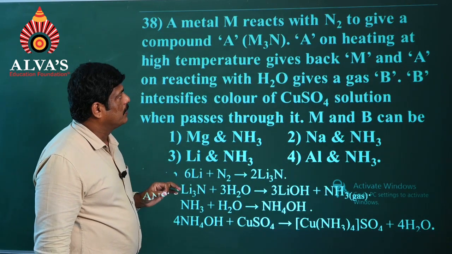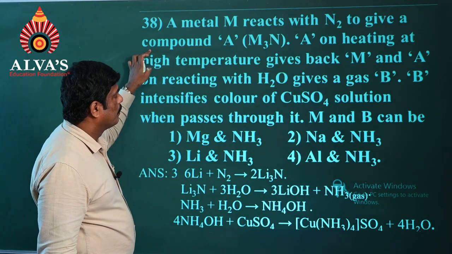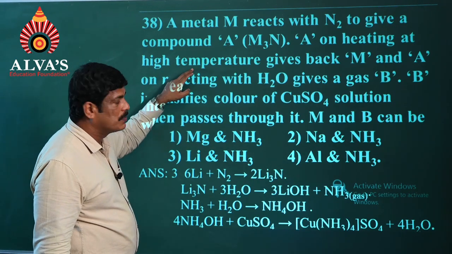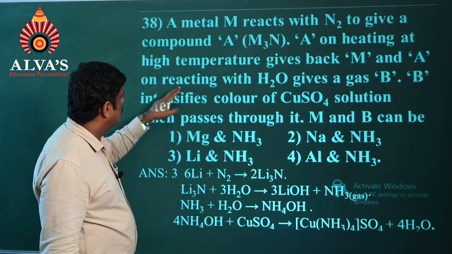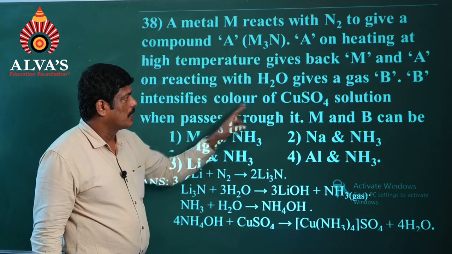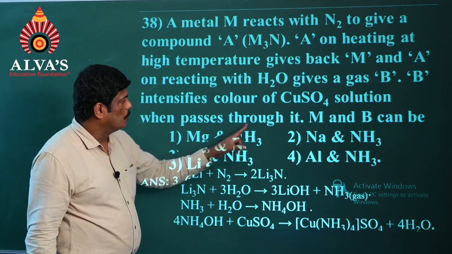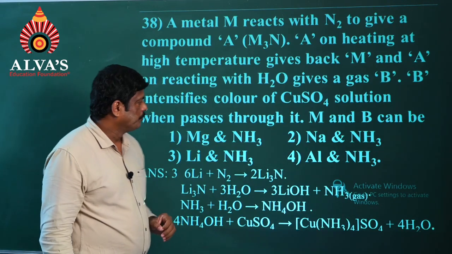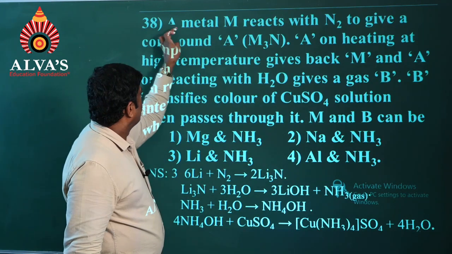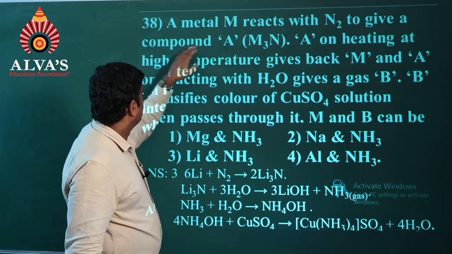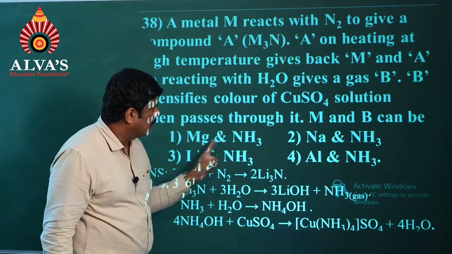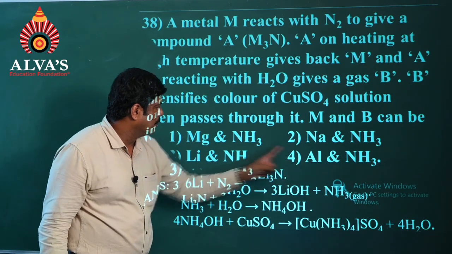A metal M reacts with N2 to give a compound A, M3N, and A on heating at high temperature gives back M, and A on reacting with H2O gives a gas B. B intensifies the color of copper sulphate solution when passed through it. M and B can be. See, we have to identify the M and B now. A metal M reacts with N2. It produces M3N. Here they are given Mg, Na, lithium and aluminum.